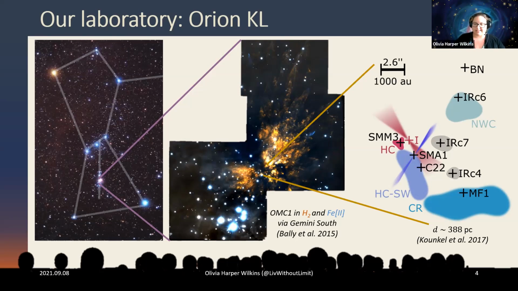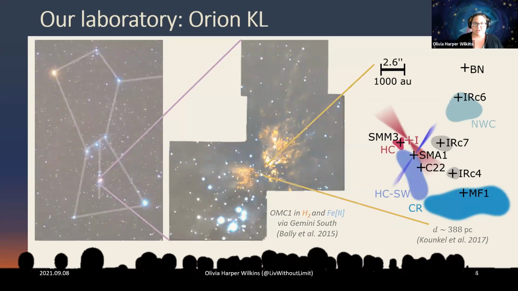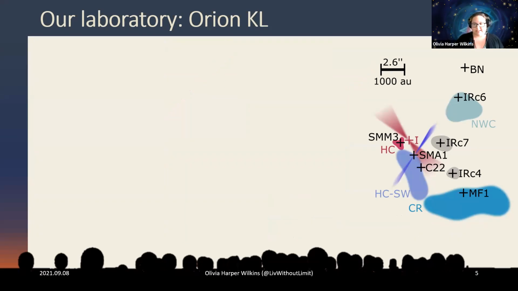Orion KL is really interesting, not only because it's a violent place with lots of exciting chemistry, but because it's nearby. It's only 388 parsecs away, or at least that's the assumed distance that I'm using in my work. Because it's so close, we're able to study it even at fairly low angular resolution. You can see all the different components in Orion KL, which is much more difficult to do with objects that are further away. So I'm going to be talking about a few of the regions in Orion KL.